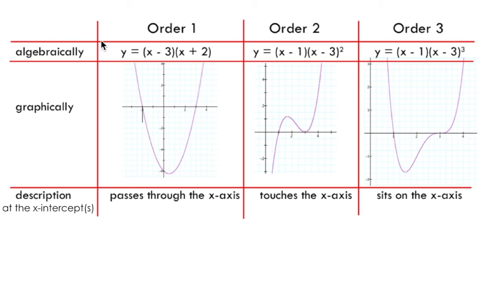So now you know how to use the order of an x-intercept to predict what the graph will look like at the x-intercept in question. Crosses, touches, sits on.